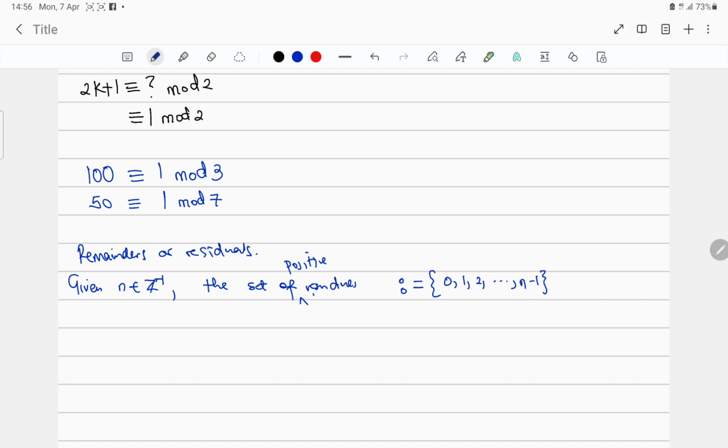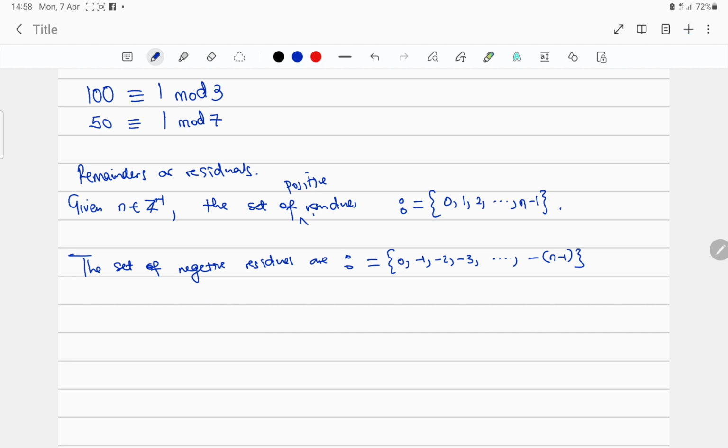This comes from the fact that if we are considering a particular example, like 5, when dividing by 5 there is no way the remainder can reach 5. We get a remainder of 0, 1, 2, 3, up to 4. So n gives us the residues 0 up to n minus 1. The set of negative residues is 0, minus 1, minus 2, minus 3, up to minus (n minus 1).